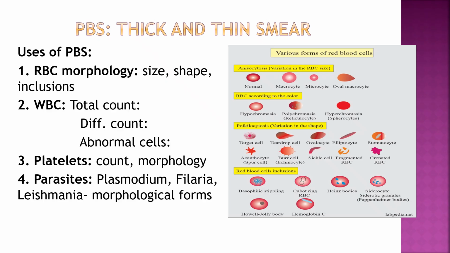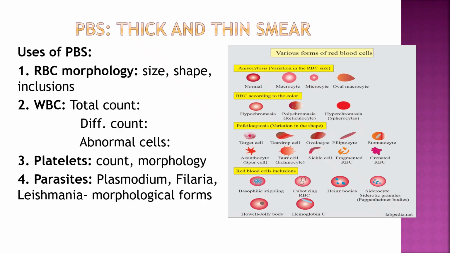Then WBC we can report as total count, whether it is normal, increased or decreased. Differential count, whether it is lymphocytosis, neutrophilia or eosinophilia. Then abnormal cells, any atypical cells, blast cells or other abnormal cells. Platelet count can be normal or abnormal. And then morphology, so normal in size or bigger in size.